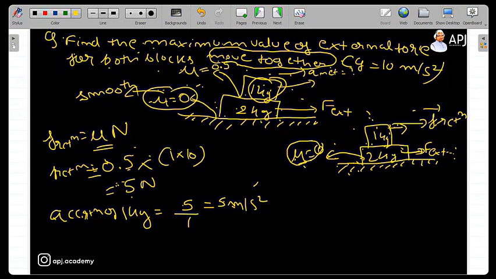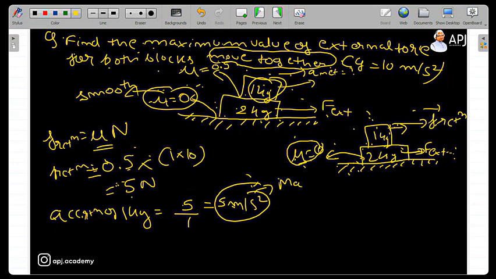अगर 1 kg और 2 kg कंबाइंड ब्लॉक सिस्टम, इन दोनों ब्लॉक्स का कंबाइंड एक्सेलरेशन 5 मीटर पर सेकंड स्क्वायर से ज्यादा हुआ, तो क्या ये लोग साथ में रह पाएंगे? Obvious answer is no. If the acceleration of the system of both 1 kg and 2 kg block goes beyond 5 meter per second square, then they won't be able to stay together, because the 2 kg block will move ahead with a greater acceleration and the 1 kg block will slip and fall off. So the maximum acceleration for which the 1 kg and 2 kg block can move together is 5 meter per second square.